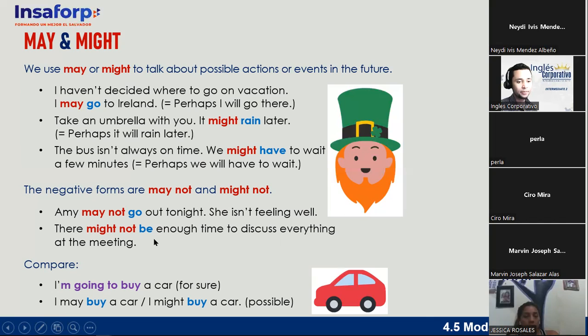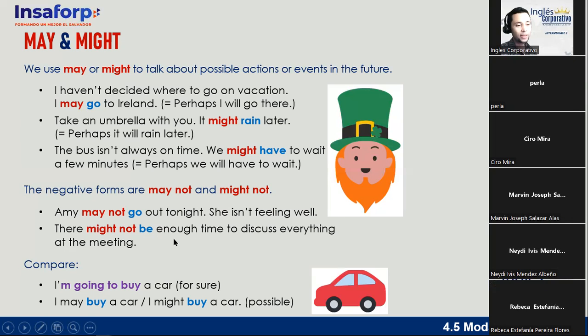There might not be enough time to discuss everything at the meeting. Thank you, Nady. We have a meeting and we need to discuss a lot of things, but we only have 1 hour. So it is possible that we will not have enough time to discuss everything. So we say there might not be enough time to discuss everything at the meeting.